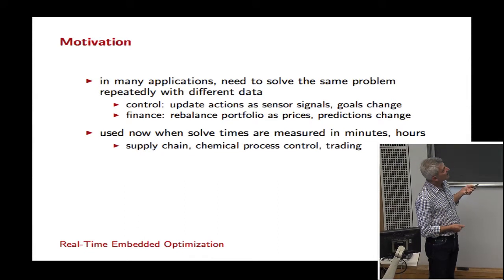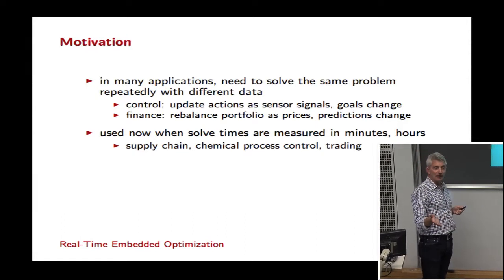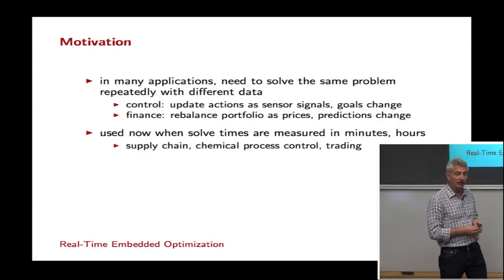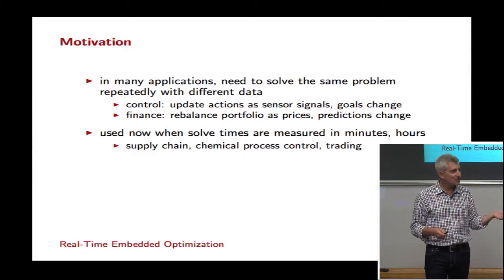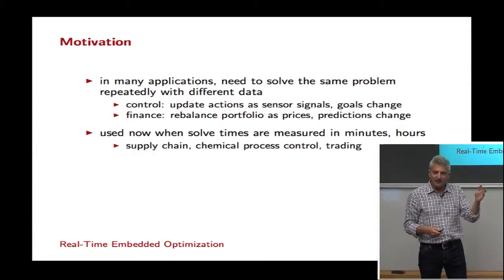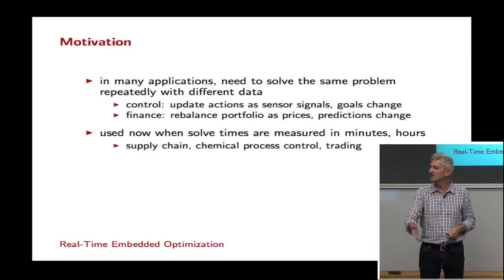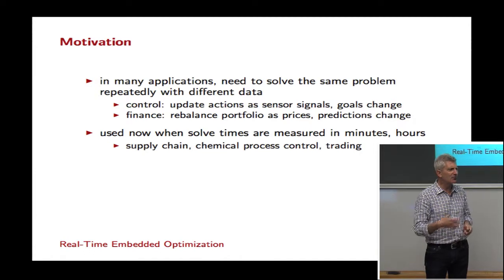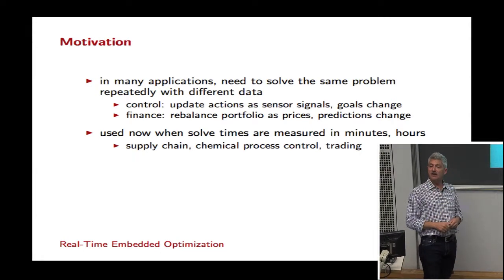Now, of course, this is used now when solve times are measured in minutes, hours, right? So for example, supply chain stuff works this way, or scheduling. Airlines solve some optimization problem once, and then they have some contingencies. They rerun this, but we're talking on an hourly basis or something like that. Supply chain stuff might be done on an hour, 24 hours, this kind of thing. Chemical process control is done at like 15-minute time scales.